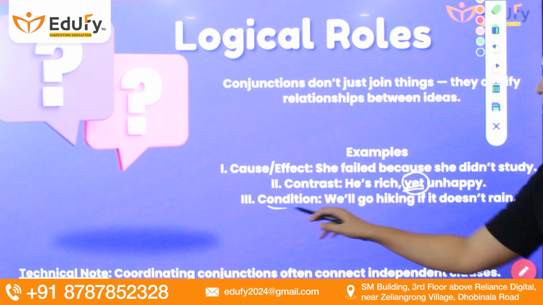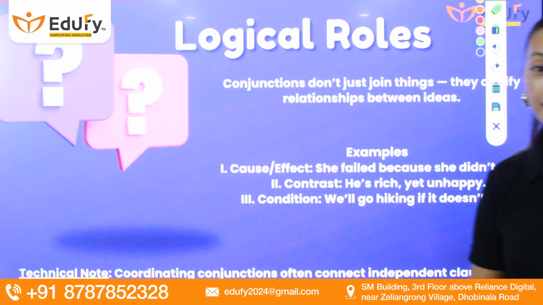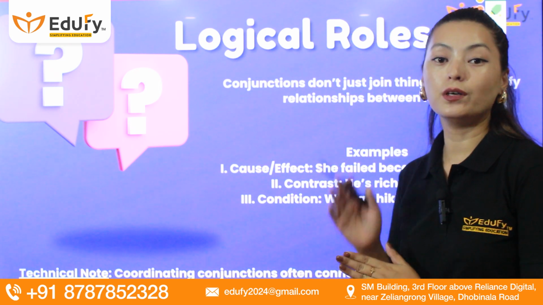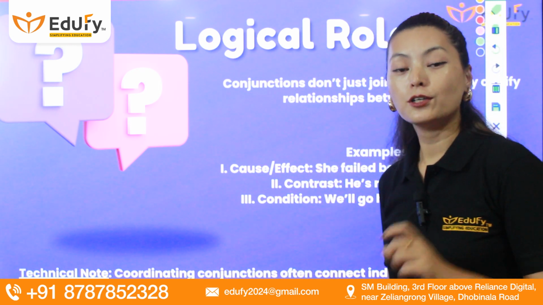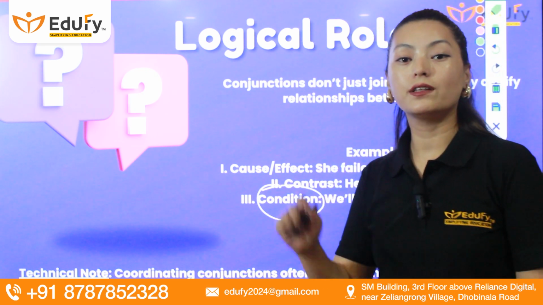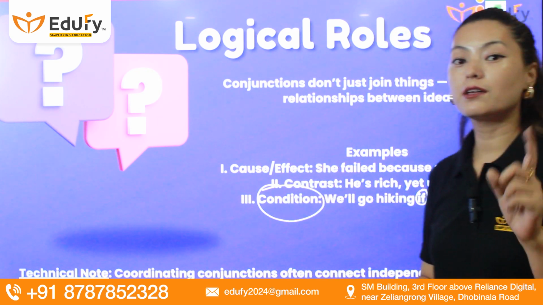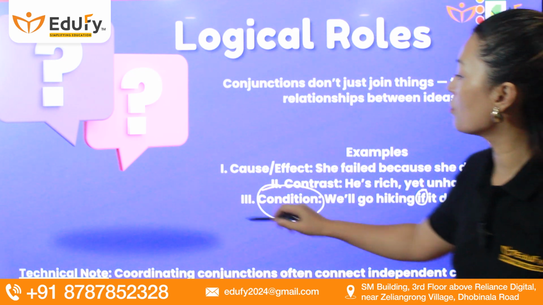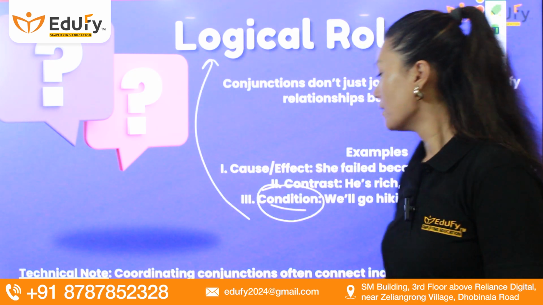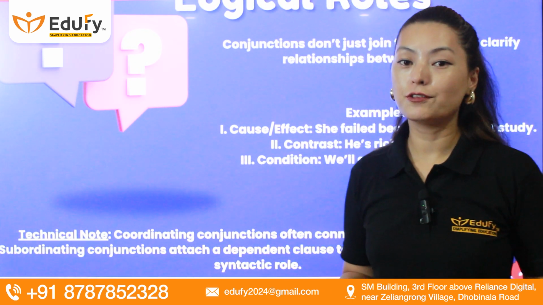Okay, next one, it is the condition. We'll go hiking if it doesn't rain. The action of us going hiking is dependent on whether it will rain or not. Yes or no? So that means the condition is there in this sentence. Only if it doesn't rain, we'll go hiking. So the word if is not only performing the function of joining, but it has a logical role of giving us the condition in a sentence. Okay, with this we have understood the various functions of conjunctions. What are the different types, right?